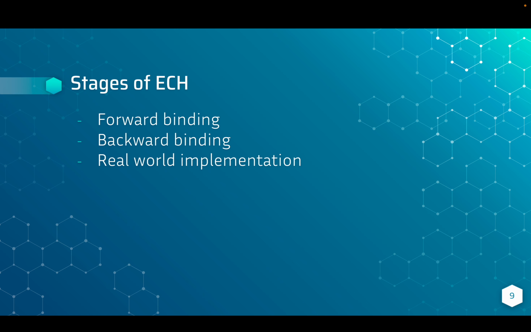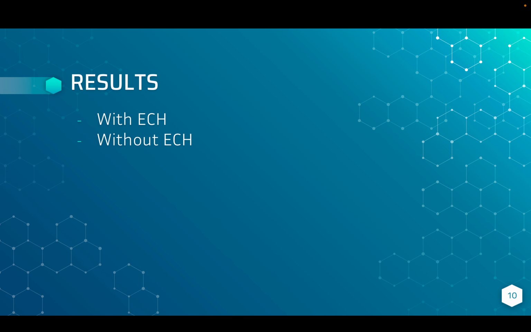Those are the stages of encrypted client hello. Let us move to the next slide. Results. They conducted this analysis in two phases, with ECH and without ECH, so that we can separate the goals and accomplish them with less computation time. If we combined the two, it would take more time and probably skew some of the data. That's why they separated it.